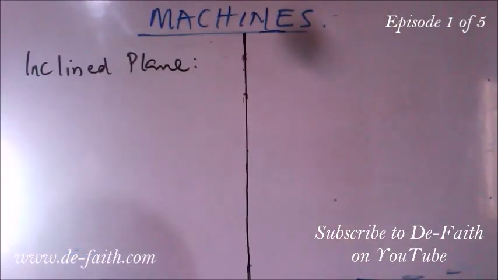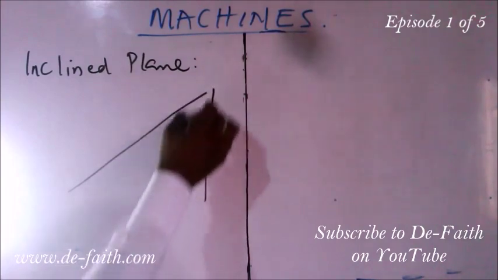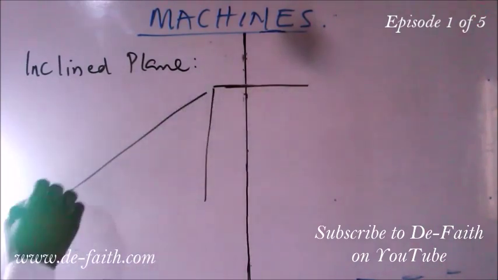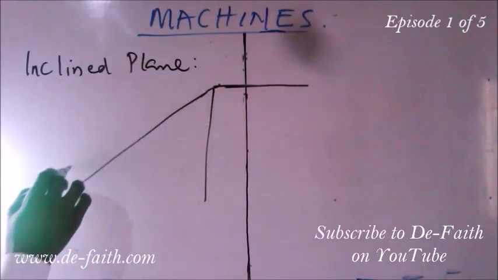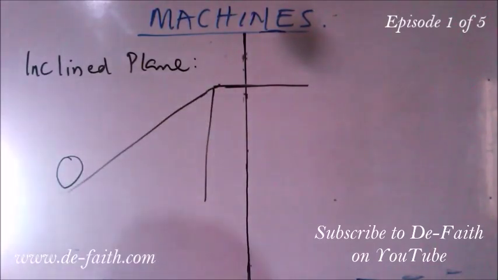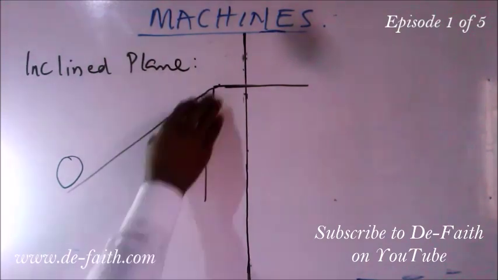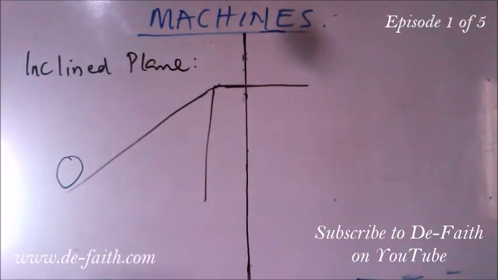Alright, so next is the inclined plane. Now the inclined plane is a machine that is used for lifting very heavy objects from a low level to a high level, or from a high level down to a low level. So for instance, if we have a vehicle that is as high as this and there is a need to roll a heavy drum on it, it may be harder for 2, 3 or 4 people to lift it from down here up into the vehicle.